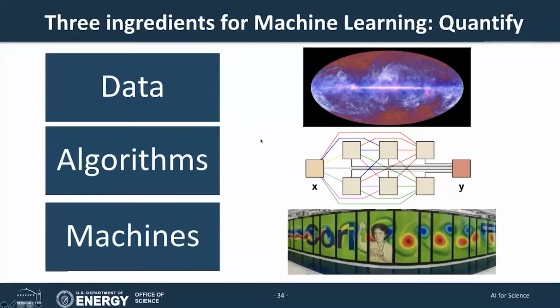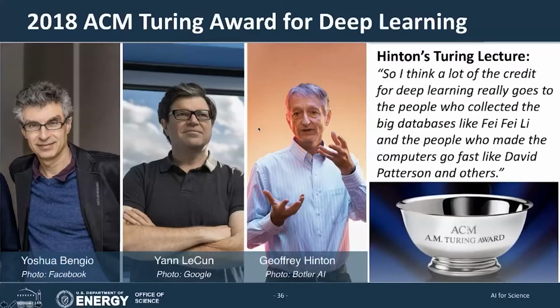So a little bit about the data. What are the kinds of data that we need? Well, I think we have data all over in science, and some of it is very powerful, very large data sets. But I like this quote from, I think, Yann LeCun's Turing Award acceptance speech, where he said that a lot of the credit for deep learning actually goes to the people that collected the big databases like Fei-Fei Li, and the people who made the computers go fast like Dave Patterson. Dave Patterson was in the audience with us as well.